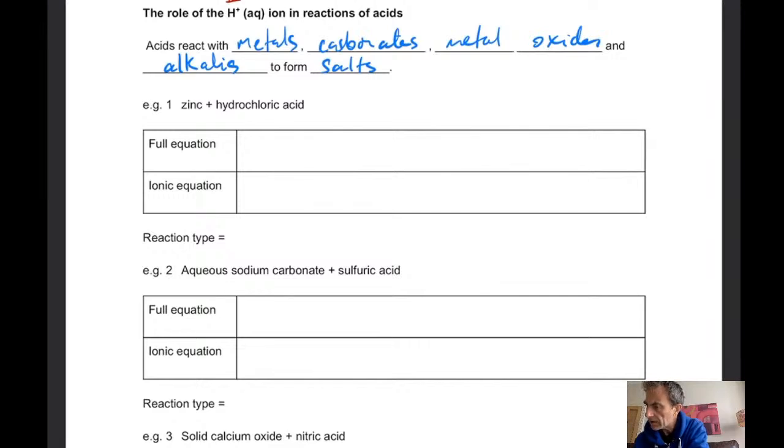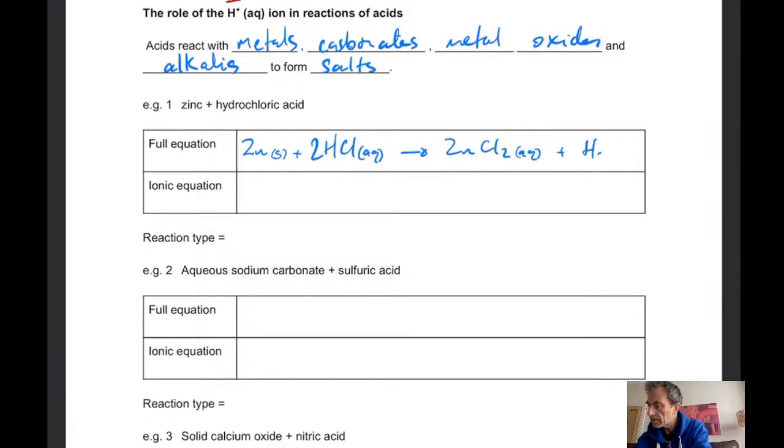So for the full equation, we need the state symbols because we're going to turn it into an ionic equation. So zinc is obviously a solid. We need to react that with 2 moles of HCl. These are aqueous. And we're going to get the salt zinc chloride, ZnCl2, that would be aqueous. And you get hydrogen, H2, which is obviously a gas.